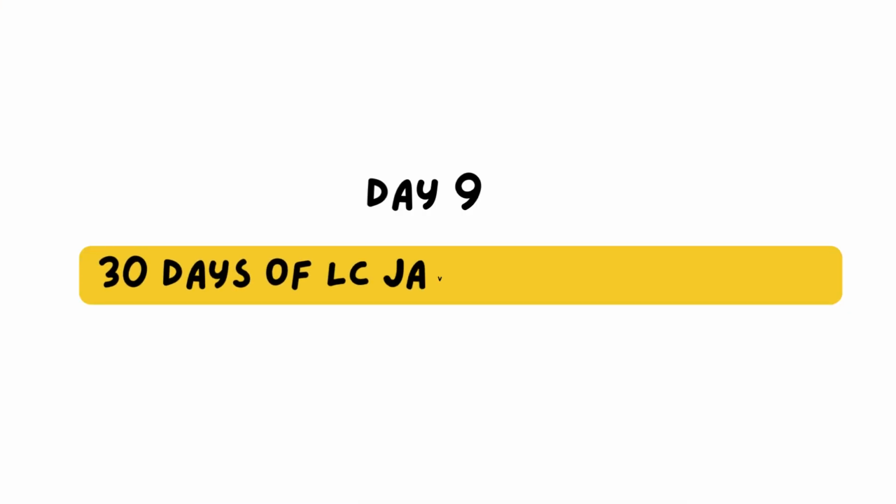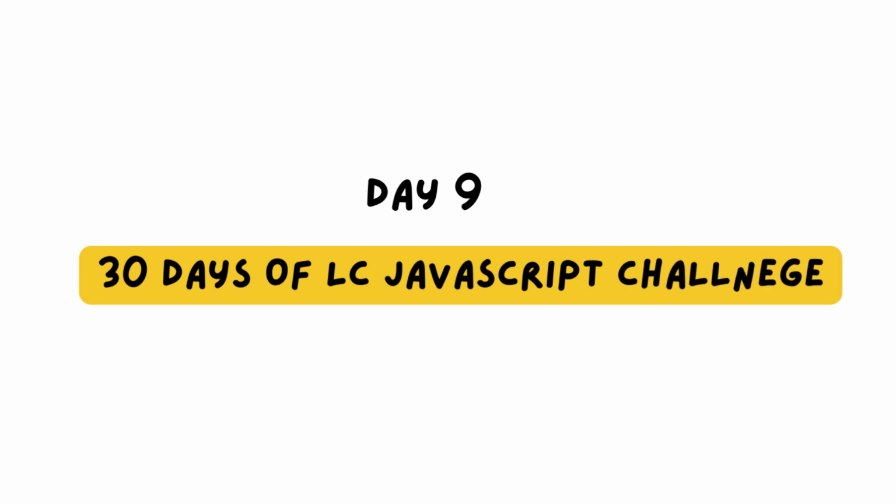Do you ever find yourself writing functions that get called repeatedly with the same arguments? This can lead to unnecessary computation and slow down your code. In this video, we'll learn about memoization, a technique that can help us avoid redundant computation. We'll apply this technique to solve Day 6 problem from the 30 Days of LeetCode JavaScript Challenge.